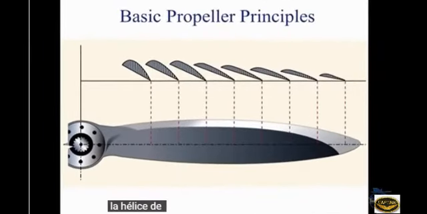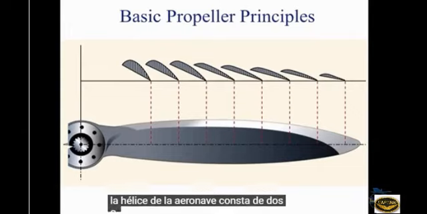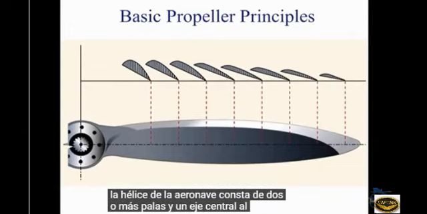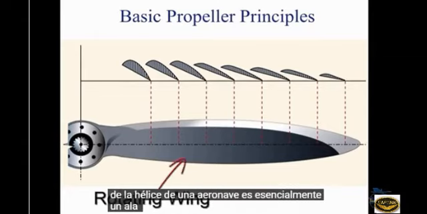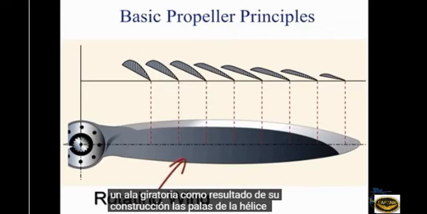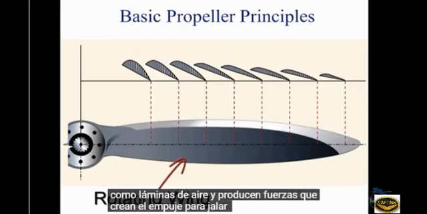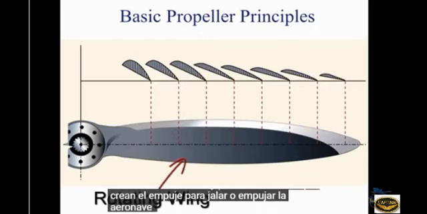The aircraft propeller consists of 2 or more blades and a central hub to which the blades are attached. Each blade of an aircraft propeller is essentially a rotating wing. As a result of their construction, the propeller blades are like airfoils and produce forces that create the thrust to pull or push the aircraft through the air.